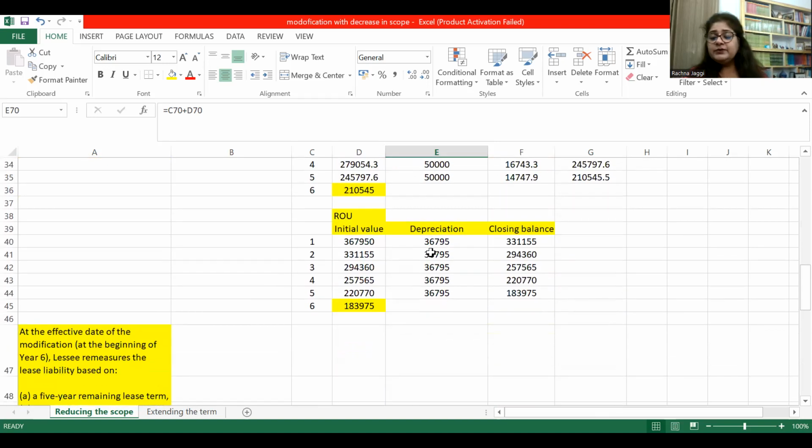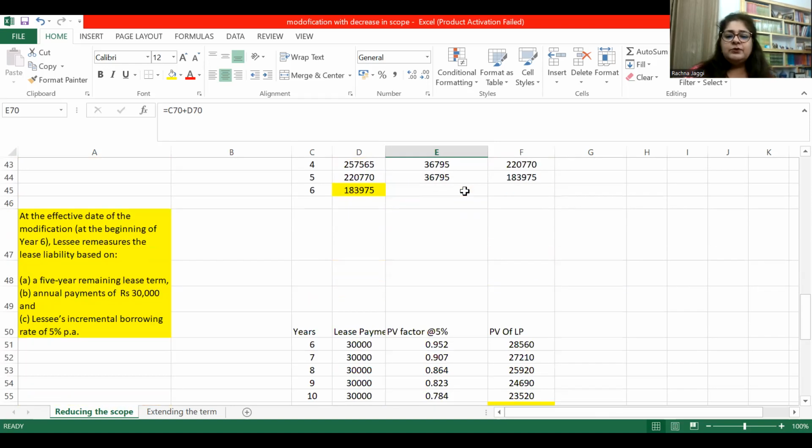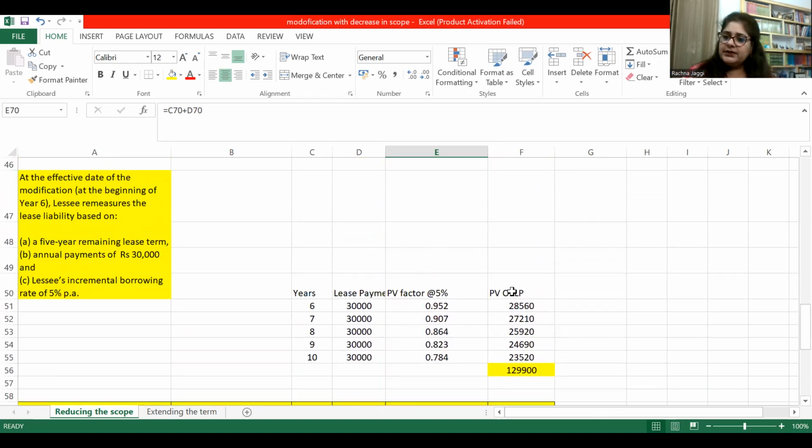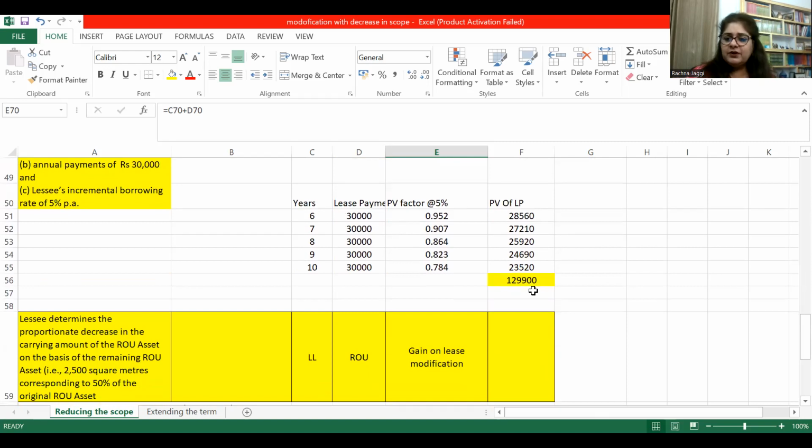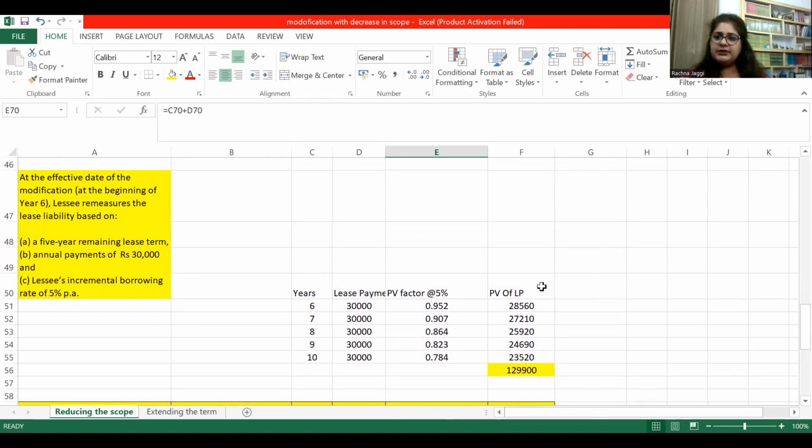And then according to the modification, what is my new modified lease liability? So this is how we have calculated, and whatever the difference of the lease liability which is standing pre-modification in my books of account and the new modified lease liability, I'll take the difference and I'll adjust it in the ROU. So this is how we do the adjustment of reduction in the lease liability.